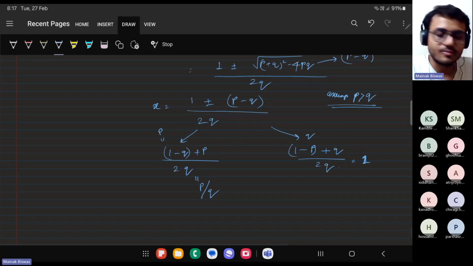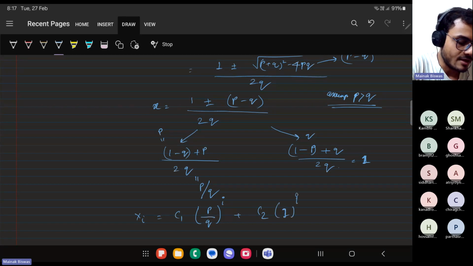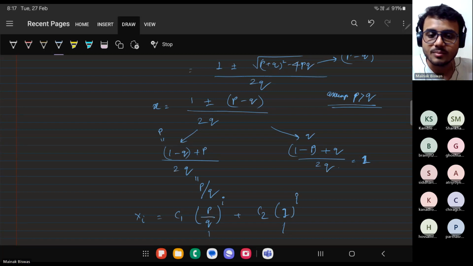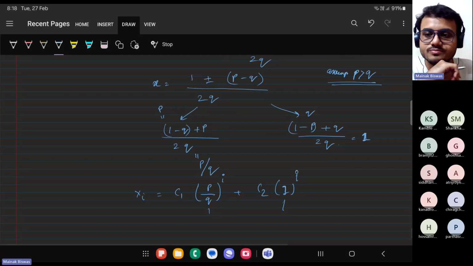So you have two solutions. I just want you to understand what you want to write it as. You can write P i as c1 into p by q to the power i plus c2 into 1 to the power i. These are the two solutions possible, so you take all the linear combinations. It will be clear when I show you in linear algebra why this is the case. But this is the general solution because you have two solutions for x, so you have all the linear combinations of these two as the solution. So c1 and c2, any ideas how I can solve for them?